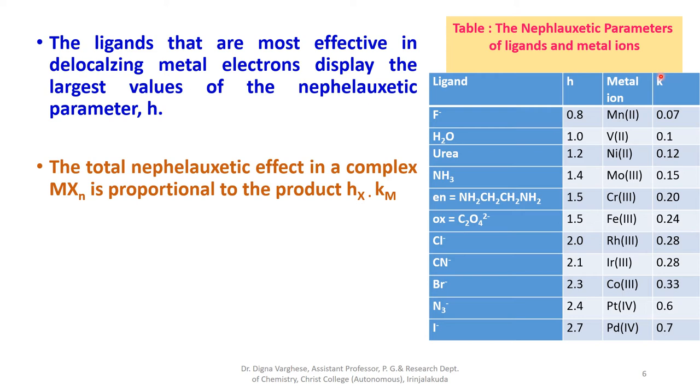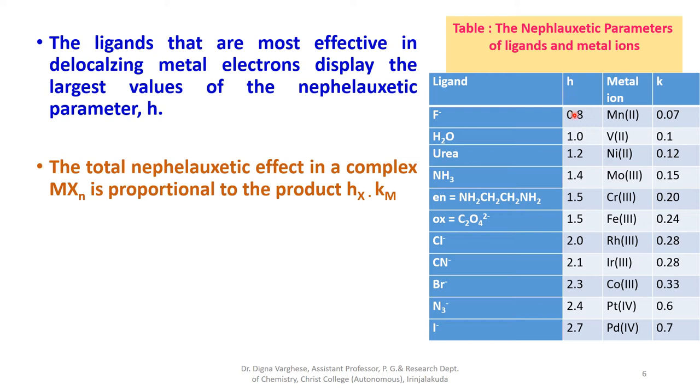k. For fluoride ion, the Nephelauxetic parameter is 0.8, water 1, urea 1.2, ammonia 1.4, ethylenediamine 1.5, oxalate 1.5, chloride 2, cyanate 2.1, bromide 2.3, azide 2.4, iodide 2.7. That is, the value of the ligands h is between 0.8 to 2.7.